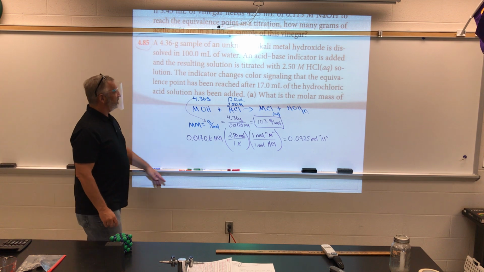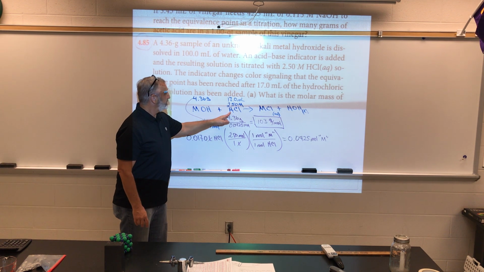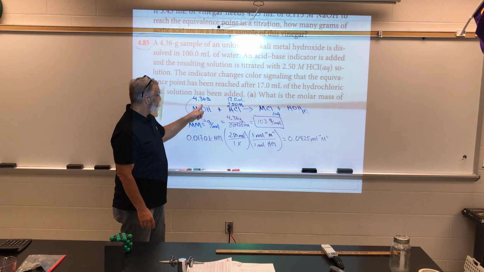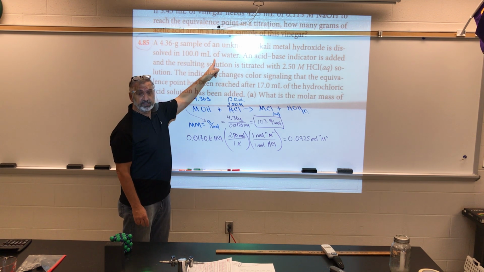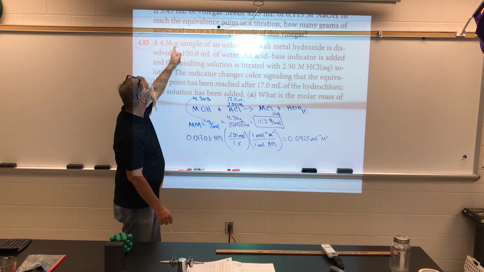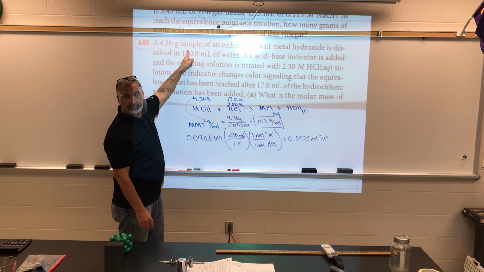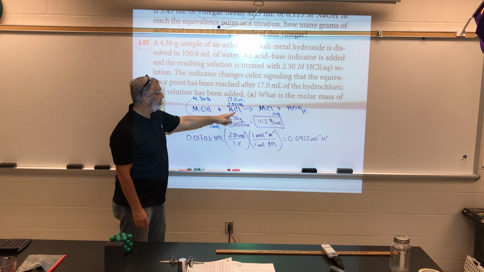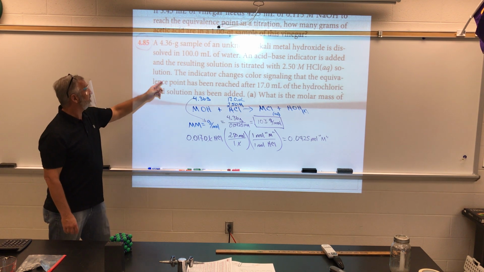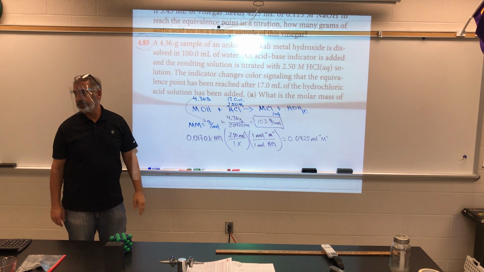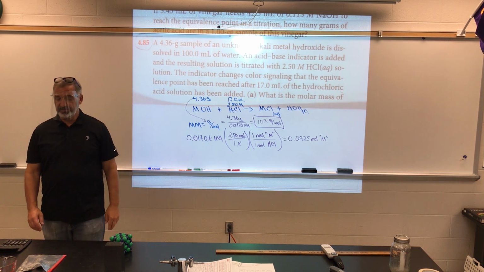Because I know that we did this right: this many moles of this gives me moles of that. We know it's 4.36 grams. The 100 milliliters of water really is irrelevant in this, because it's not going to change how many moles of my acid were present. And at the equivalence point, moles of acid equals moles of base. So sometimes they give superfluous information.